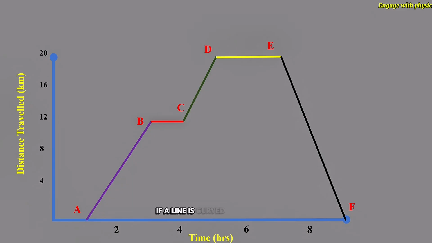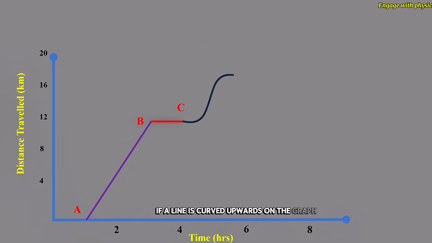If a line is curved upwards on the graph, it is showing a change in speed and acceleration. If the line is curved downwards, it's also showing a change in speed but a deceleration. In other words, speed is not always constant. Sometimes an object will accelerate with the graph curving upwards or decelerate where the curve levels off then curves downwards.